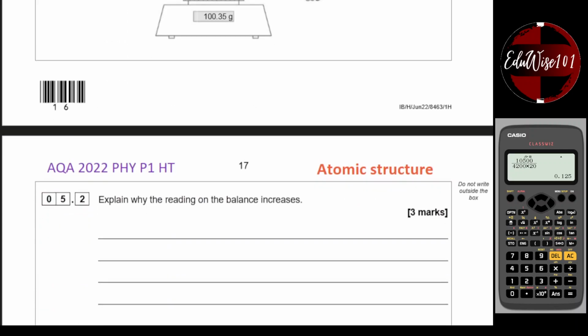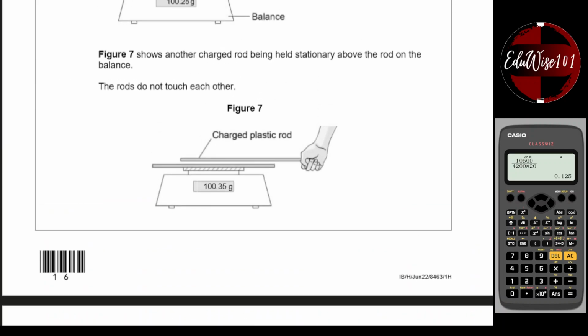Explain why the reading on the balance increases. Now, the only reason it's increasing is because the charge on this plastic rod, which is negative, is also pushing the rod below it.